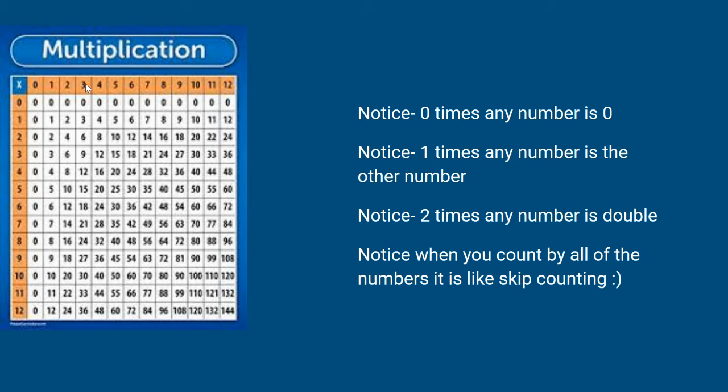So if I wanted to find 3 times 3, I would look for the 3 here, look for the 3 here, and look where they meet in the middle. So 3 groups of 3 is 9. You can also skip count to check your answer. 3, 6, 9. And that works for all of these multiplication sentences.